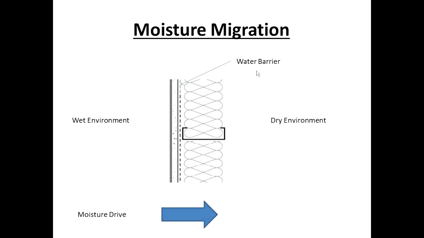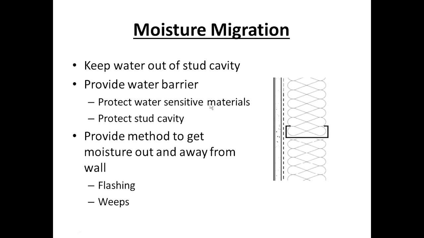What we're showing here is a water barrier. So assuming this is a wet environment, water in its liquid state is going to stop here. It's not going to get into the stud cavity. So this is the principle that you got to keep in mind. We've got to keep water out of the stud cavity. We have to provide a water barrier to keep water away, and we have to protect any water-sensitive materials. Bottom line is protect that stud cavity at all costs.